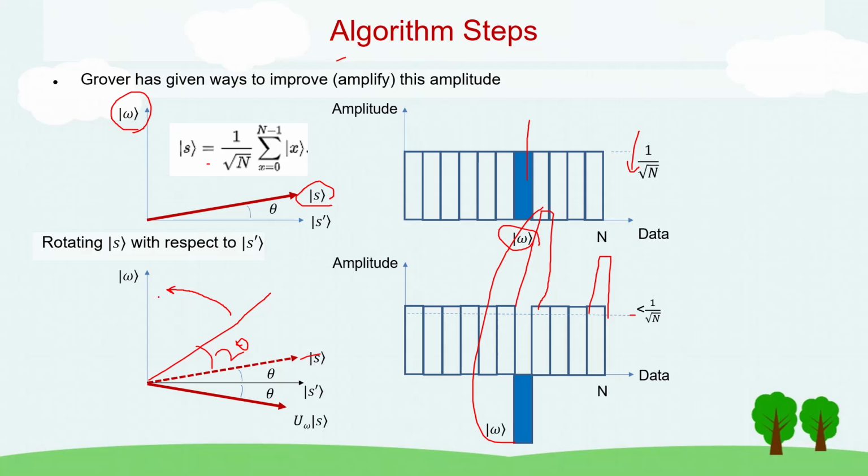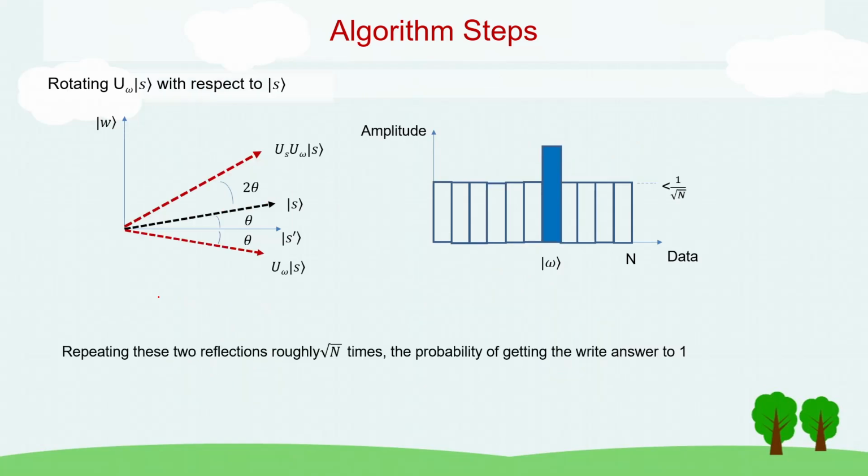All other states will lose their amplitude. That is what is done here. This is how many times you do the reflection. Don't worry, they are not scaled properly, because theta will in general be a very small number. The probability of getting the right answer is close to one, for many reasons.